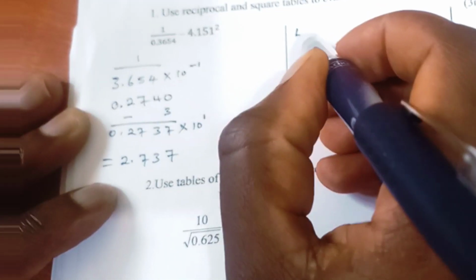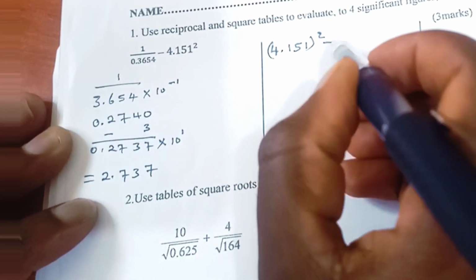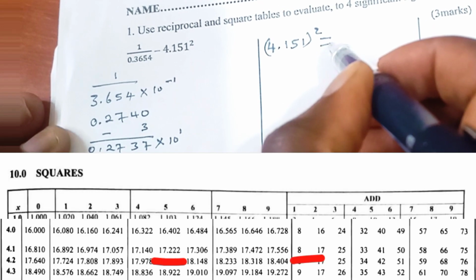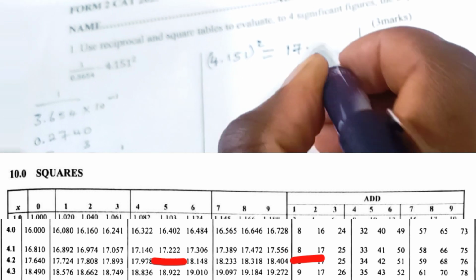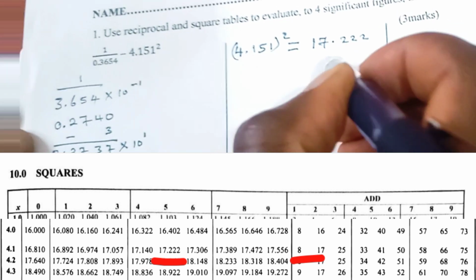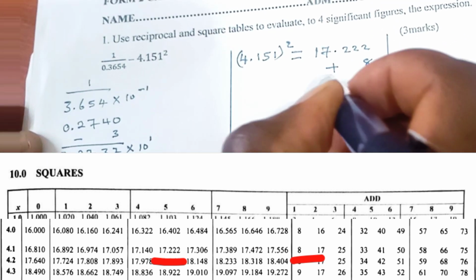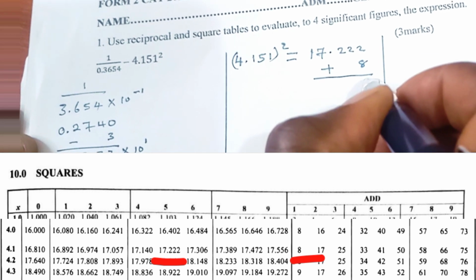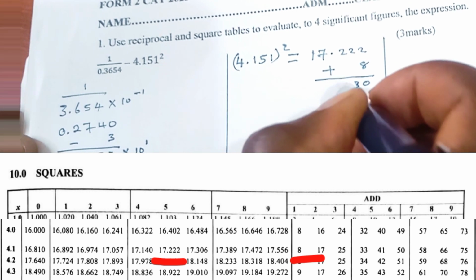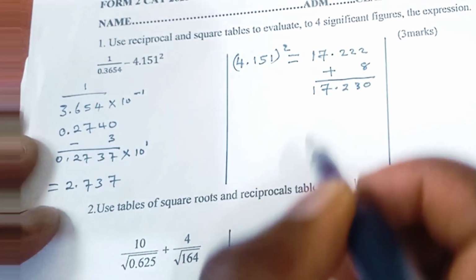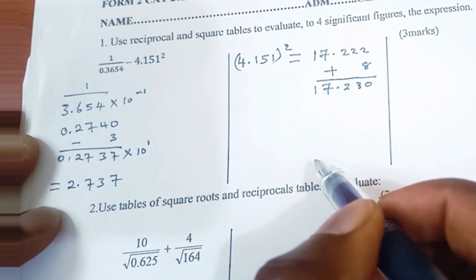The second part, we have the square of 4.151. So again, from the table, we get the square of 4.151. We get this to be 17.22. We add 8. That is the column of 8, sorry, of 1. So on adding, we get this to be 17.230.